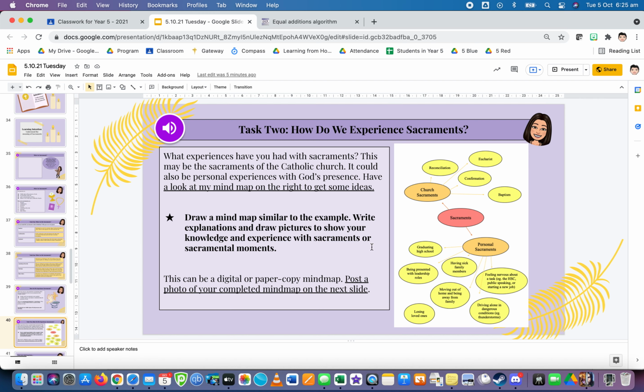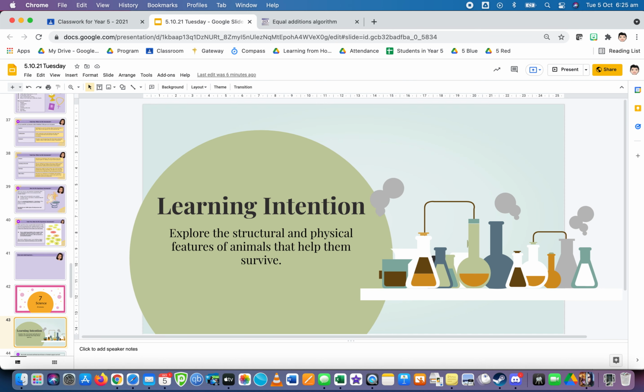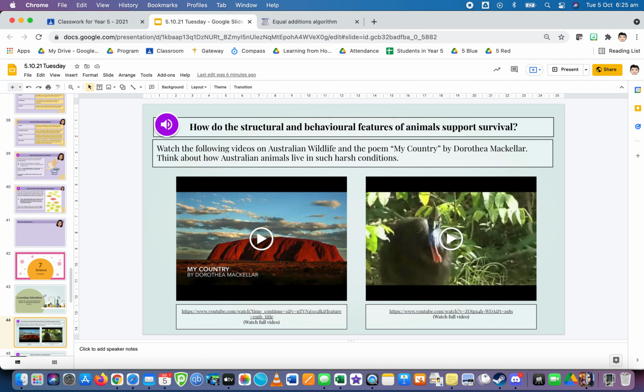Draw a mind map. Okay, we're liking mind maps today. Post your mind map here. Science. Okay, structural and behavioural features of animal support survival. Okay, watch following videos on Australian wildlife and poem My Country by Dorothy McKellar. Think about how Australian animals live in such harsh conditions. Okay.